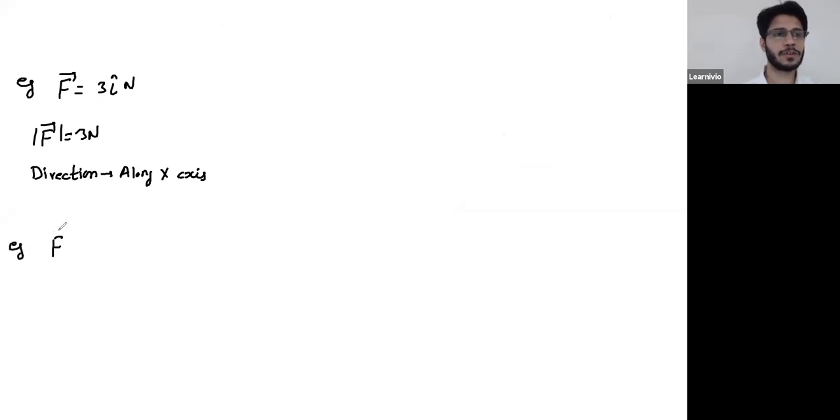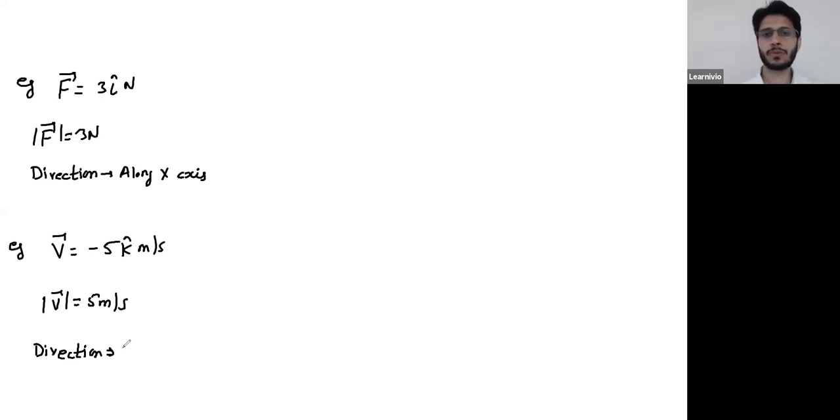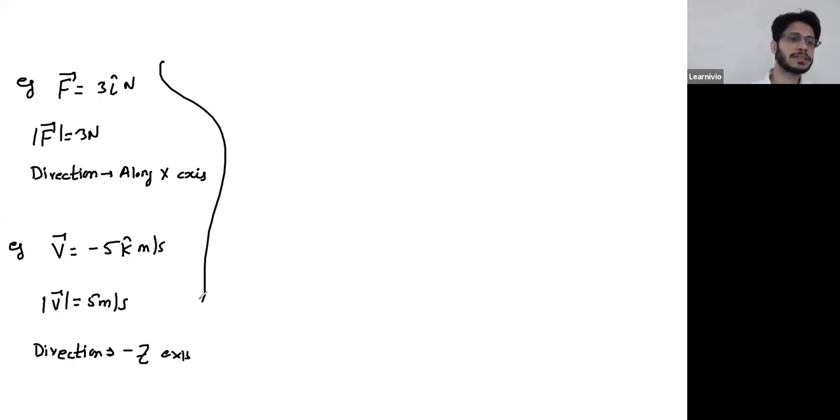One more example. Say if I say that I have a velocity of minus 5 k cap meter per second. That means the magnitude of velocity is 5 meter per second, but the direction, what's the direction of this velocity? Z, positive Z or negative Z? Negative Z. See, it's minus 5k. So the direction is negative. So this is how we use unit vectors. These unit vectors you will use to specify directions. I cap will specify x-axis, j cap will show y-axis, and k cap will represent z-axis.